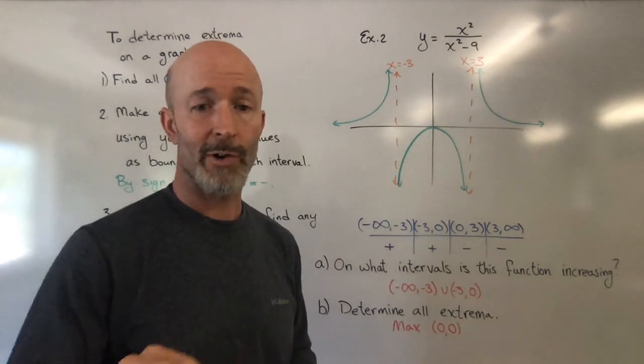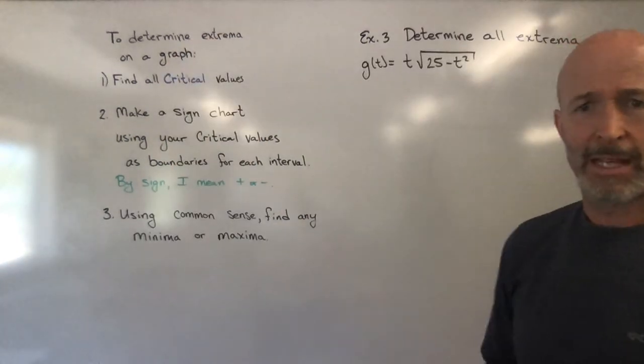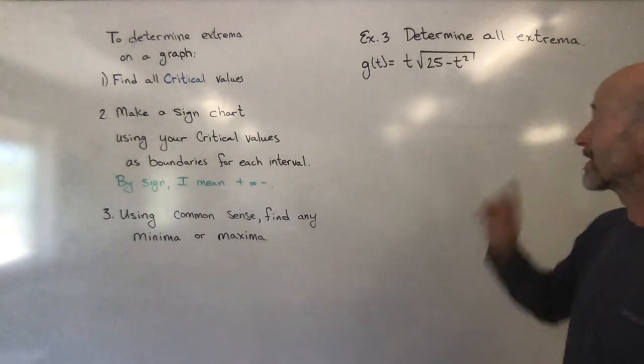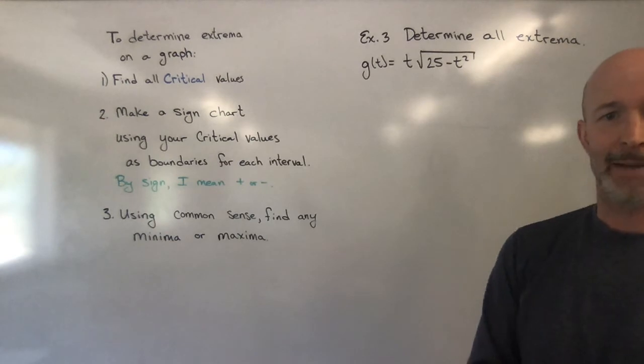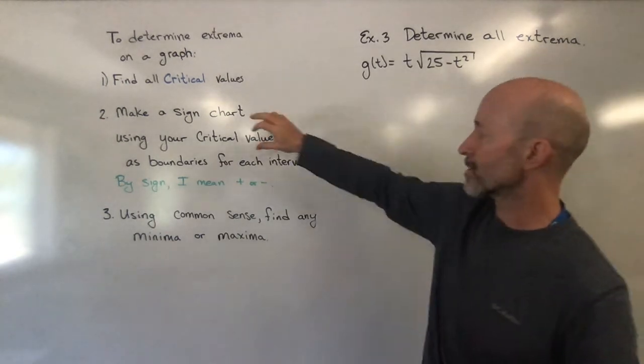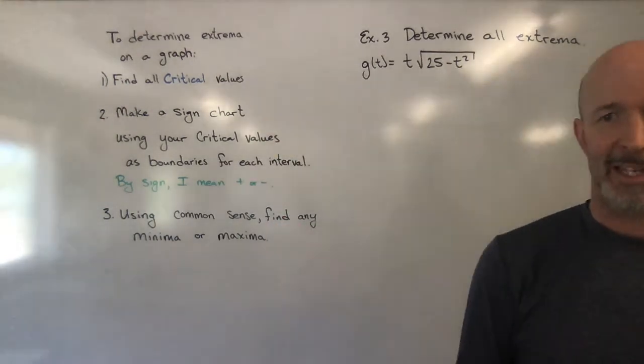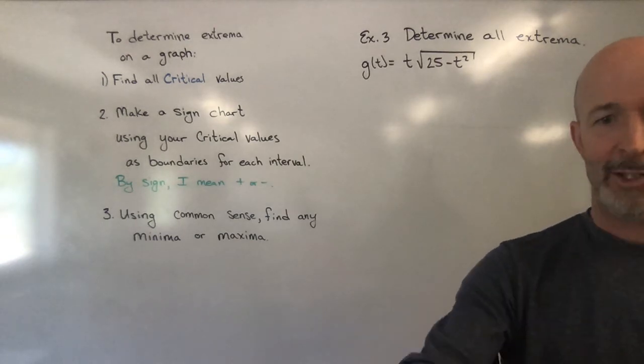Let's try one more crazy example. This is a crazy example because the derivative is just nasty. Sorry about that. It happens sometimes. But we're still going to find the critical values, make a sign chart, and use common sense to put all this together. Let's try it now.